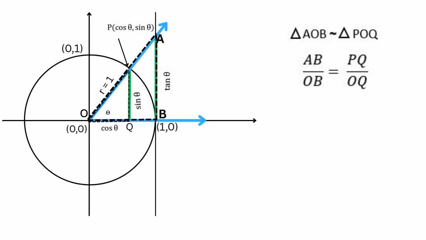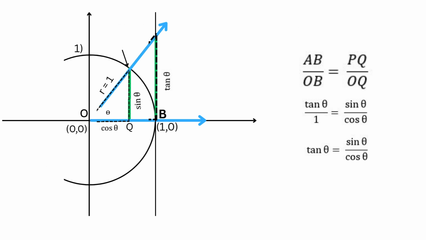Now let's plug in what we know. AB is tan theta, OB is 1, PQ is sine theta, and OQ is cosine theta. And when we simplify that, tan theta equals sine theta divided by cosine theta.